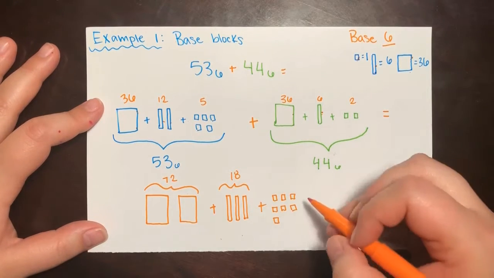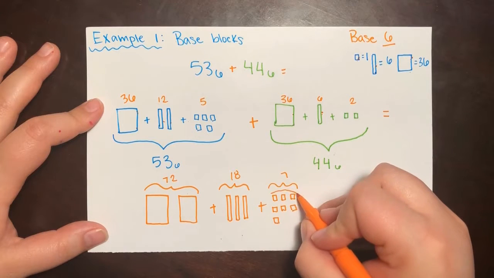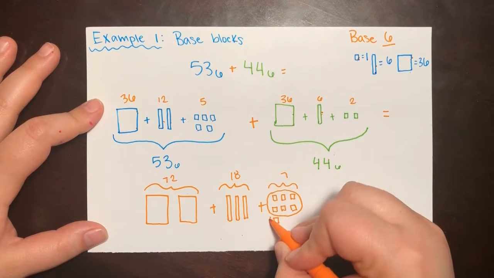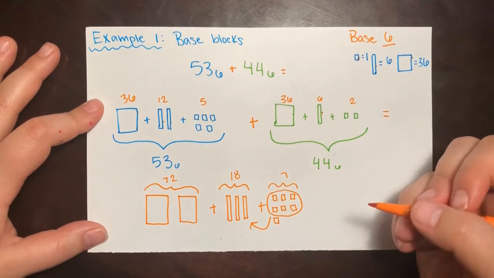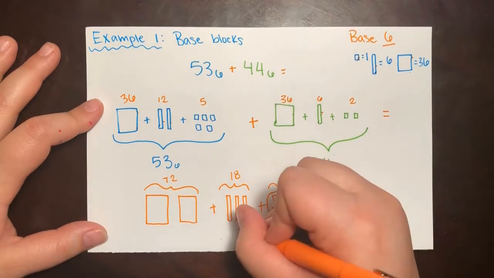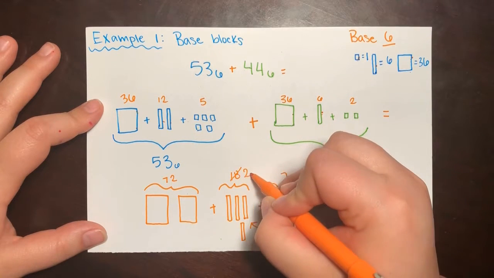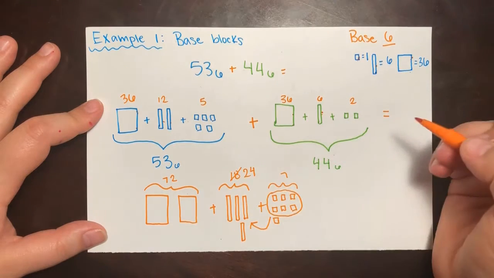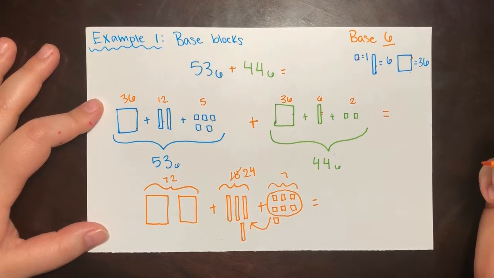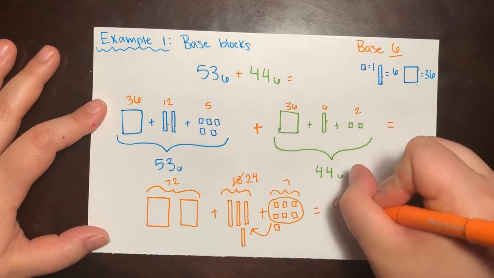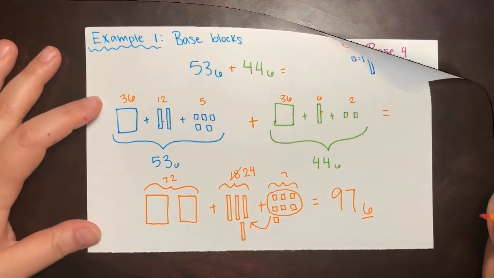Now, we can turn, let's do this. We can turn this group into another rod, right? And then just have 1 left over. So really, we have 24 and then 1 left over. So when we tally all those up, we get 97 in base 6. Don't forget the base 6.